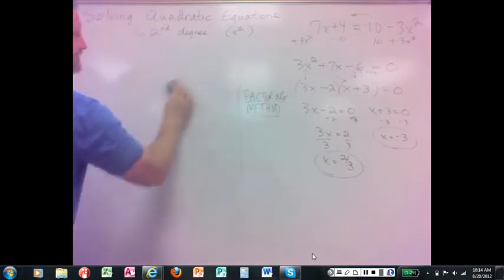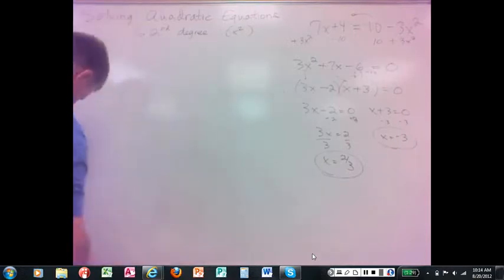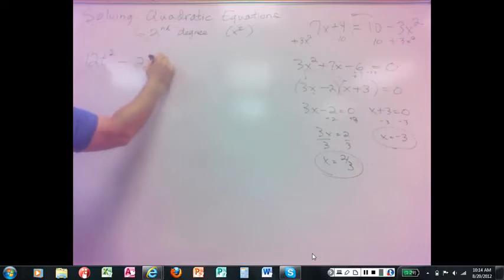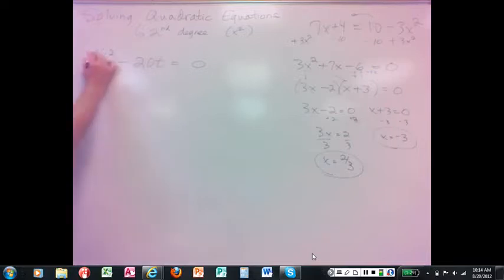What about this one? 12t squared minus 20t equals 0. Is that one doable by factoring? Yep. We want to do factoring on that one. This one, actually, starts out with one side 0, so all I have to do is think about factoring the left side. And how would I do that?